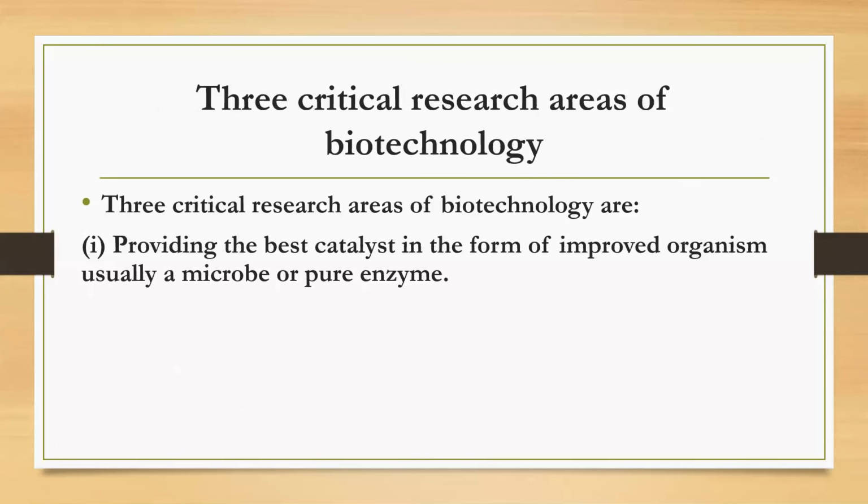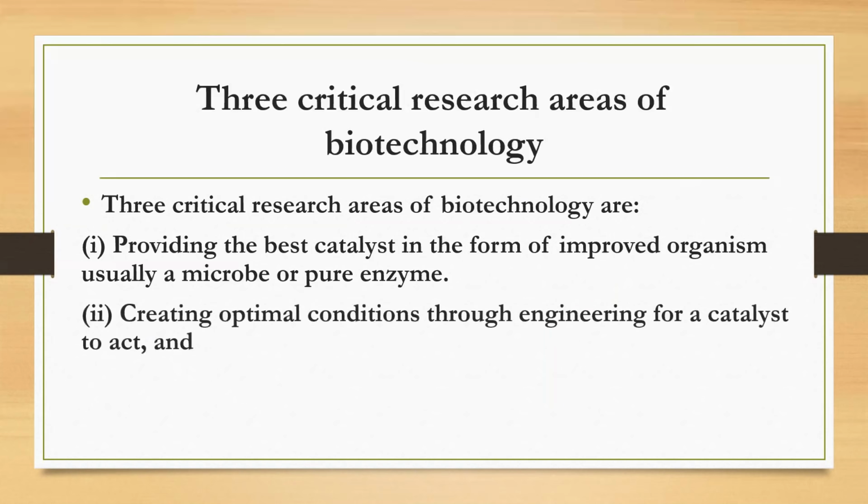As well as that, in various industries, be it the textile industry, the paint industry or the food industry, various microorganisms or their products such as enzymes are used for various biochemical processes or reactions. So we need to provide such a best catalyst, in the form of an improved organism, usually a microorganism, or a pure enzyme. This is the first critical research area of biotechnology.